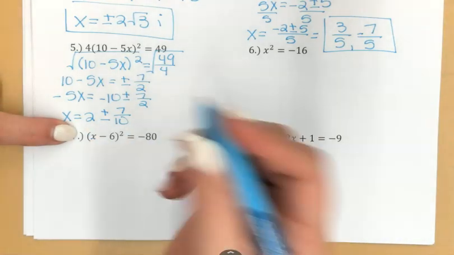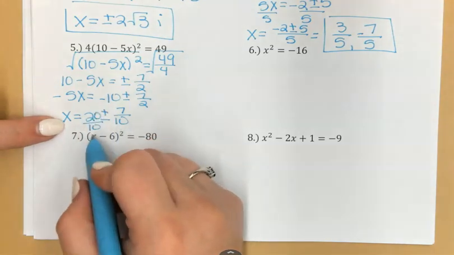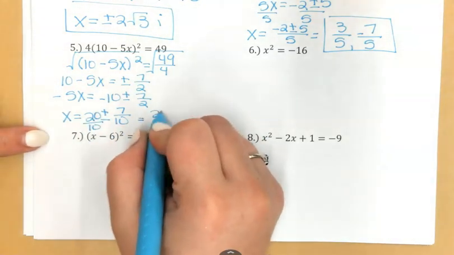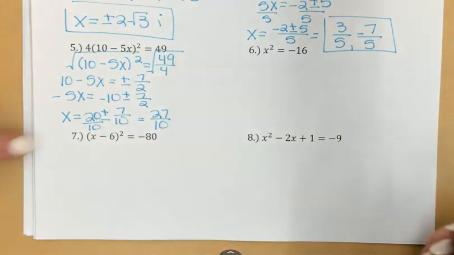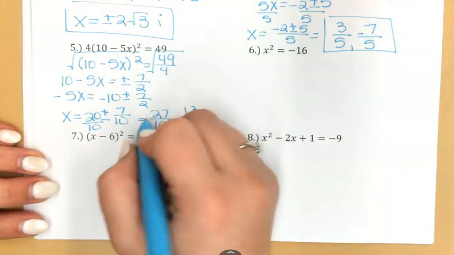Now again, I can get rational answers for this. I would need a common denominator. If that denominator is 10, then this will be 20 over 10. So 20 over 10 plus 7 over 10 will give me 27 over 10 for my first solution. 20 over 10 minus 7 over 10 gives me 13 over 10 for my second solution.